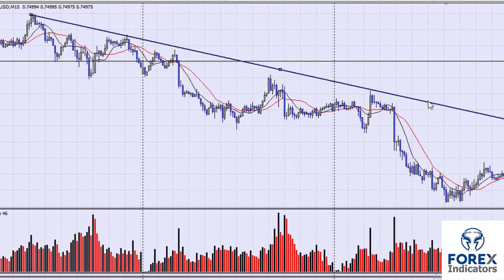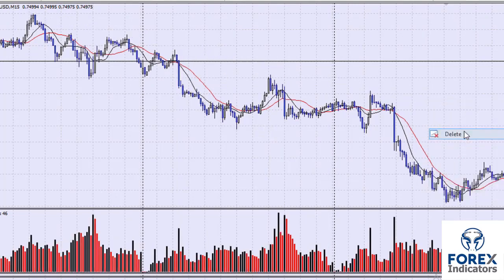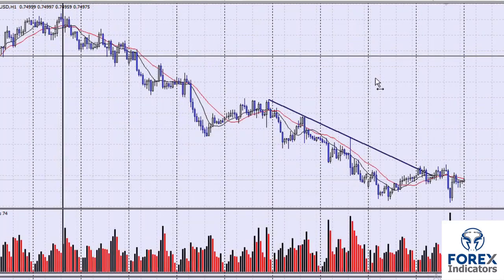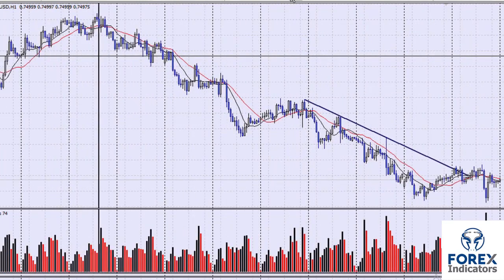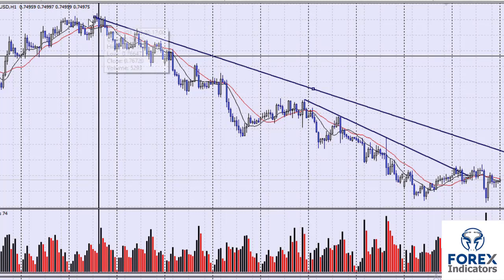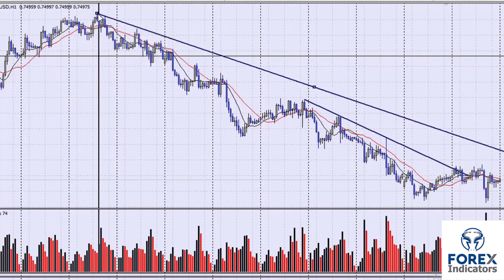Okay, let's go on a larger time frame. Let's go on the 1 hour time frame, and as you can see, it's still a major downtrend. Still a major downtrend. So we would be looking to sell this market. We would be looking for sell signals.